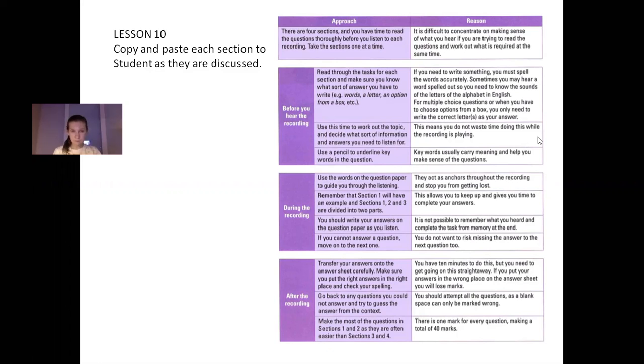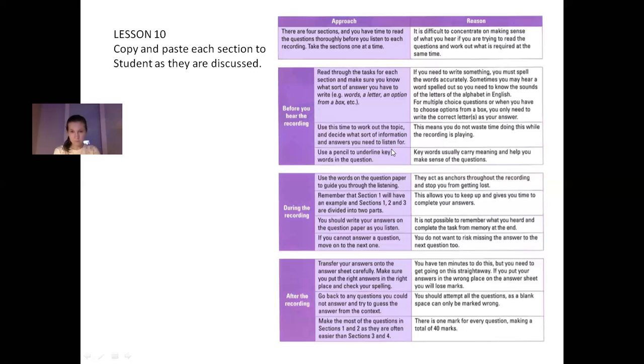So this part here is all about the listening, and it tells you what to do with the listening. Read through the tasks of each section and make sure you know what sort of answers are needed. Is it a letter, an option from a box, and the reasons? And this is before you hear the recording.